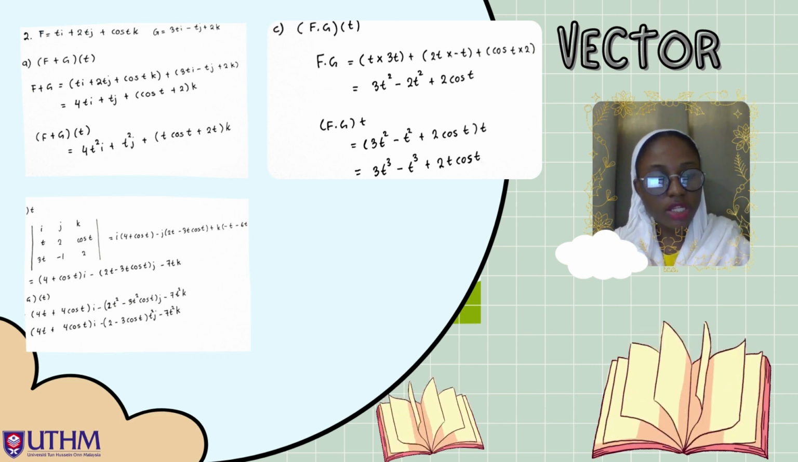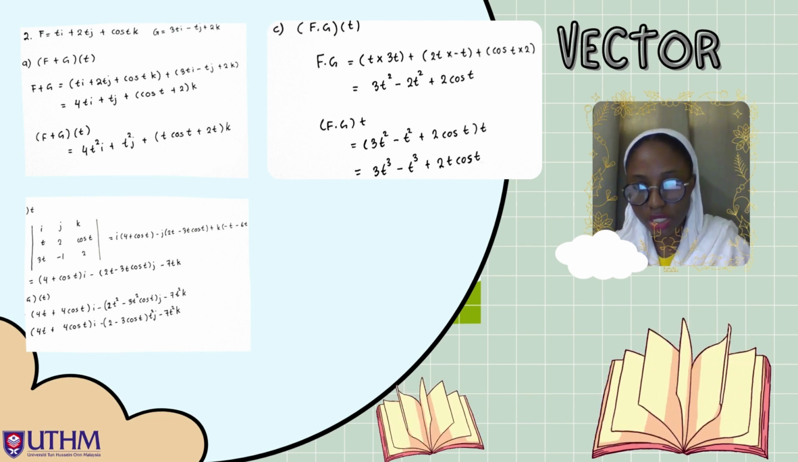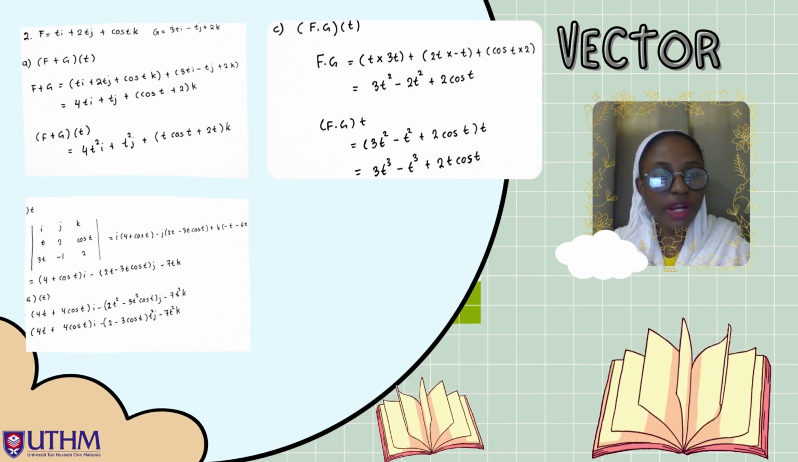Next, we need to look for f times g. F times g is 4t cos t i minus 2t minus 3t cos t, which we have found from the other equation before this. Sorry, just now it's plus cos t in a bracket j minus 7tk.